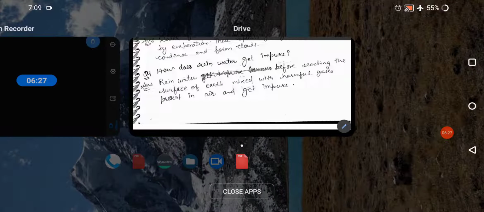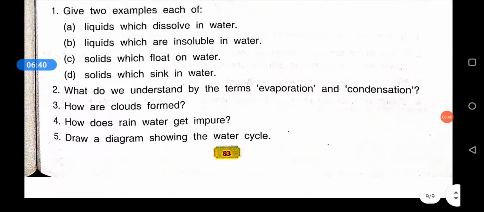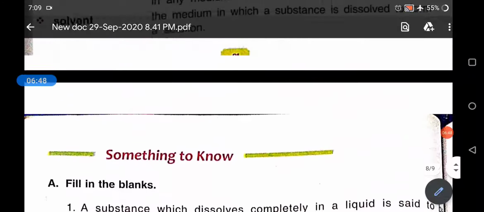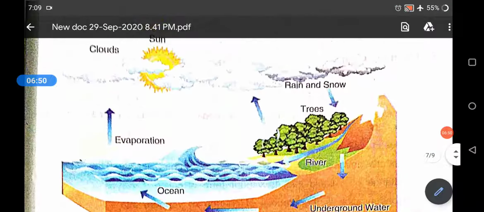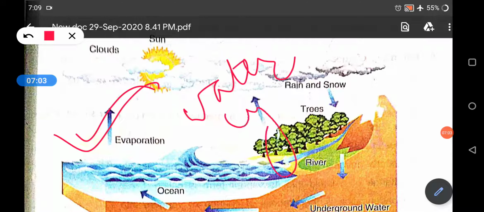Now we will see the last question, that is question number 5. Draw a diagram showing the water cycle. So here is the diagram of the water cycle. In your notebook, you have to draw this diagram as the answer to question number 5. This is a diagram of the water cycle.